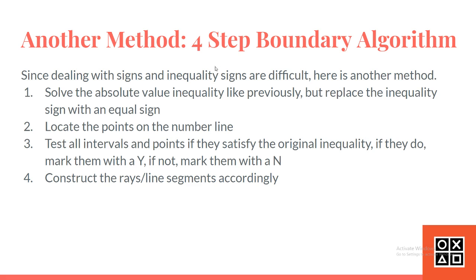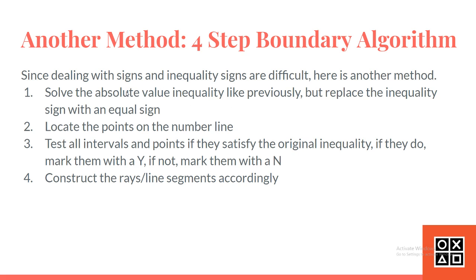So we have another method. It's called the 4-step boundary algorithm. It sounds complicated, but it's not really that complicated. This is just to prevent extraneous solutions and answers. Extraneous solutions are solutions that you manage to solve through algebraic manipulation, but when you plug those numbers back in, they don't satisfy the original inequality.